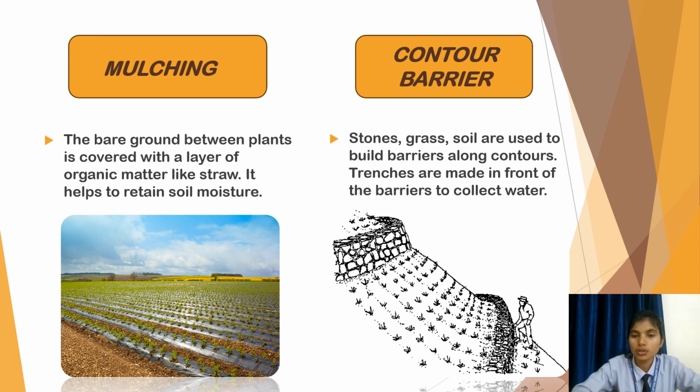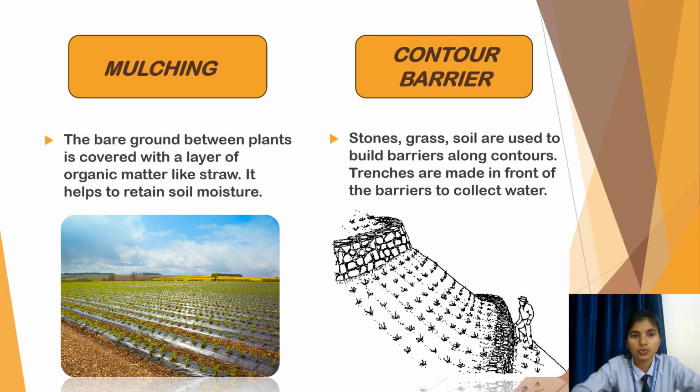Next is contour barrier. Basically, contour refers to when you want to farm or grow your crops in such a manner that gives a shape or pattern to your farming. So, stones, grass and soil are used to build barriers along contours. Why do you want to build barriers? Because barriers are required to retain the moisture and minerals of soil. It enables the water to collect at the boundary of the contour.